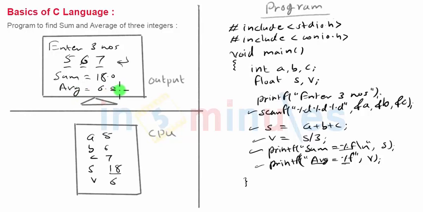When you print it with Turbo C, there will be 6 zeros after the decimal point. So in the output you will get 18.000000 and 6.000000. So that is how the overall program works.